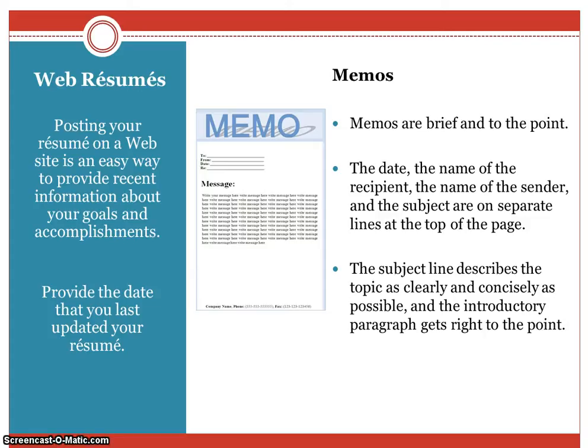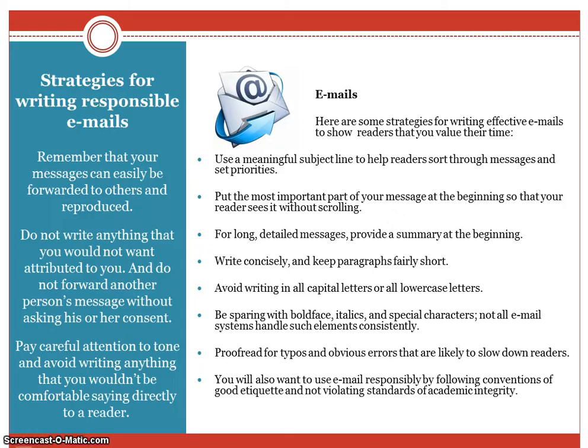Memos. Memos are brief and to the point. The date, the name of the recipient, the name of the sender, and the subject are on separate lines at the top of the page. The subject line describes the topic as clearly and concisely as possible, and the introductory paragraph gets right to the point. Strategies for writing responsible emails.